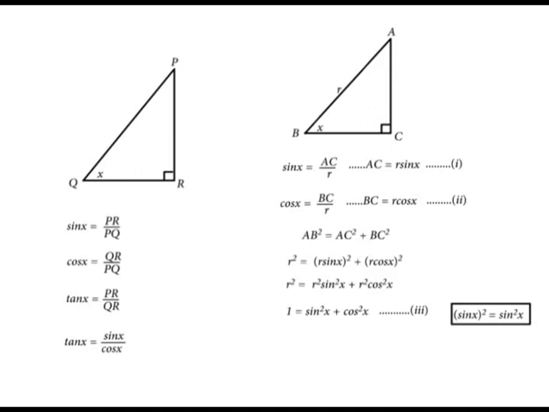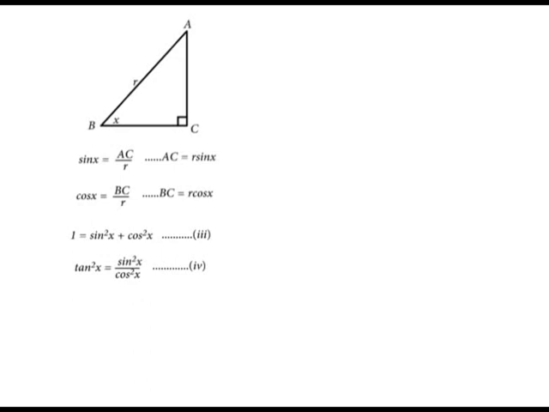It is also true that tan squared X is equal to sin squared X over cos squared X, and we call that equation 4. Now rearranging equation 3, we can have sin squared X is equal to 1 minus cos squared X. If we substitute that into equation 4, we shall have tan squared X is equal to 1 minus cos squared X over cos squared X.